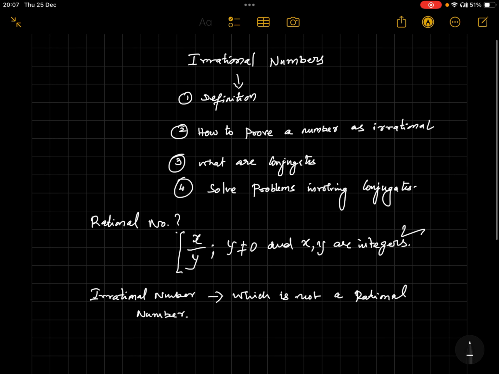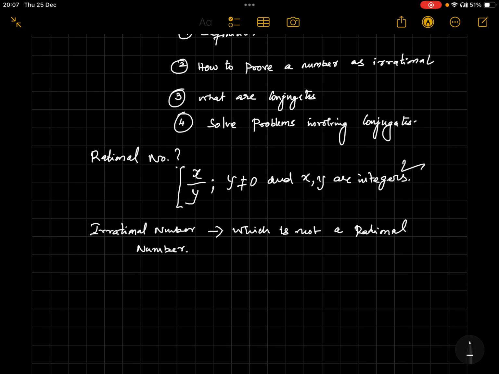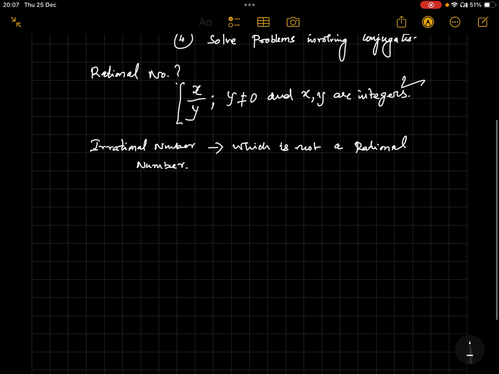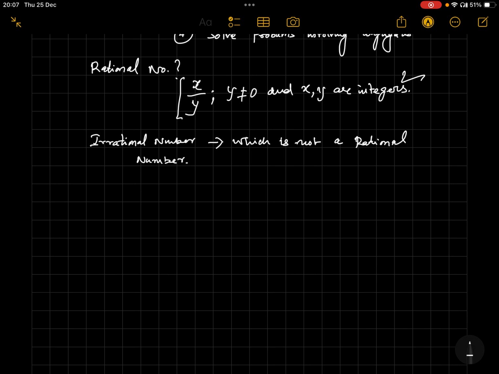So please remember this definition, what is a rational number and what is an irrational number, because we will be using it. First we will write this definition and prove that a number is not a rational one, that it is an irrational one. For example, a previous question says: prove that 5 plus 2 root 7 is an irrational number.